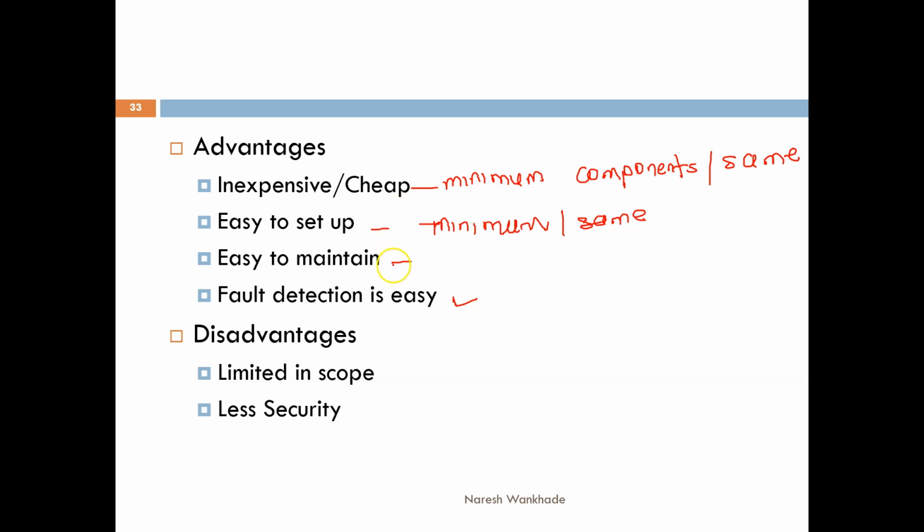These are the advantages of peer-to-peer network. What are the disadvantages? A minimum number of components are there, and all components are of same status or same configuration. That's why it is very limited in scope. And earlier we have seen that security was provided by simple means. So those are the disadvantages.